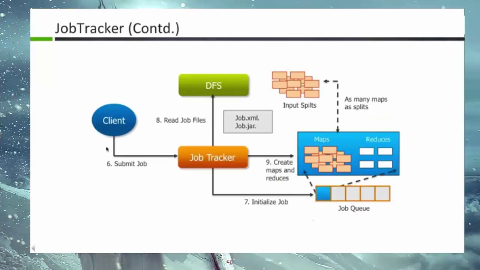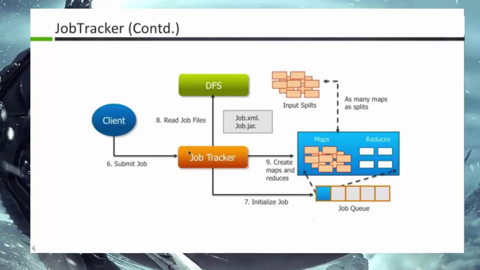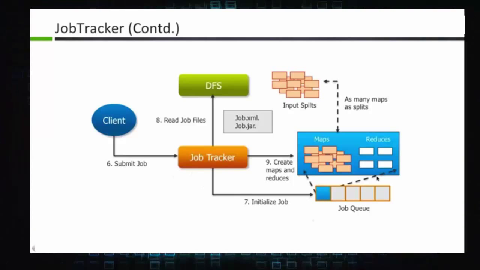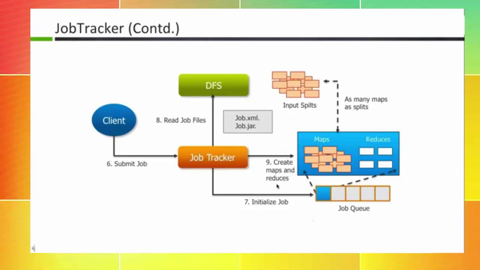So next foil: your client has submitted the job on the job tracker. This has come from the earlier foil itself. What you do now is that the job is initialized on the job queue. The job tracker creates maps and reduces.